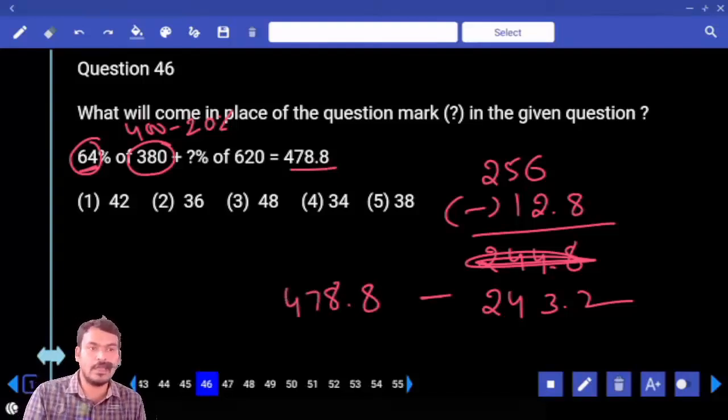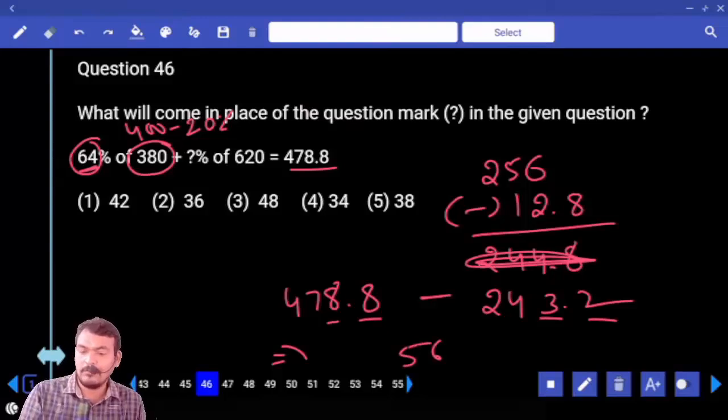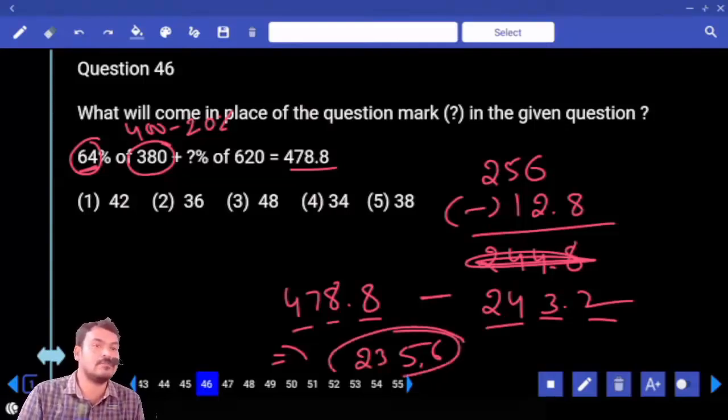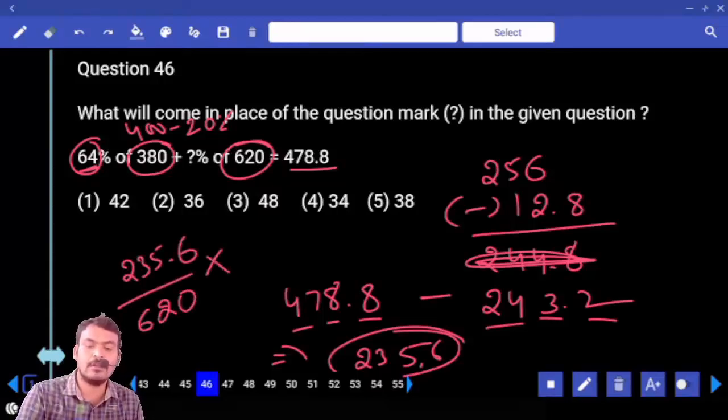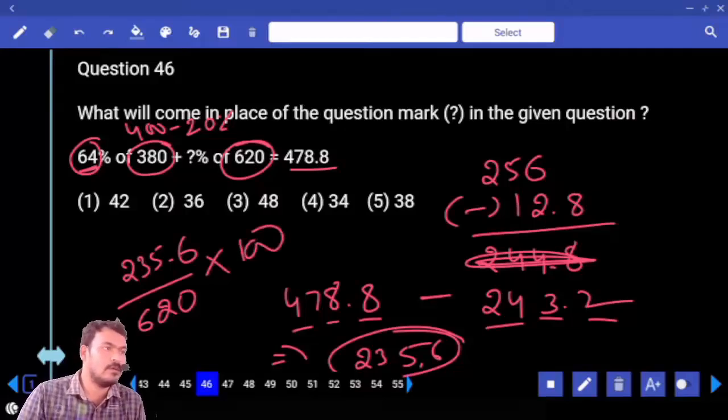478.8 or not? Okay. What is the remaining value you are getting? 8 minus 2, 6. 8 minus 3, 5. 47 and 24 difference, 23. Nothing but 235.6 or not? 235.6 is what percent of which value? 620 or not? This one we write 235.6 by 620 into 100 or not? Okay. Numerator 2 zeros, denominator 2 zeros are cancelled or not? What is the units position?